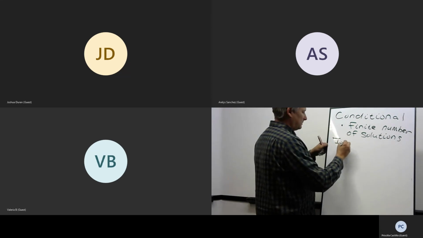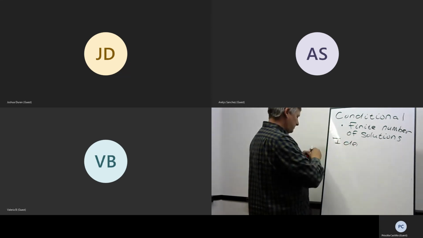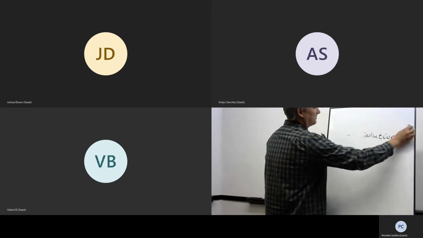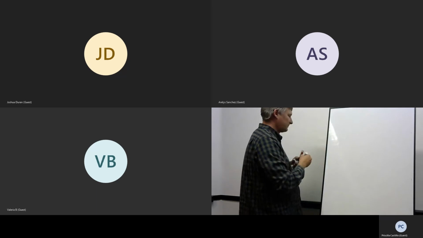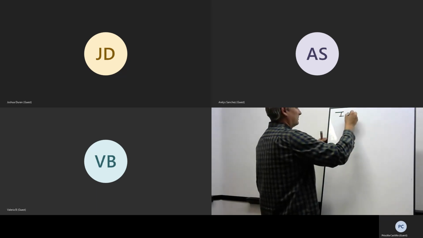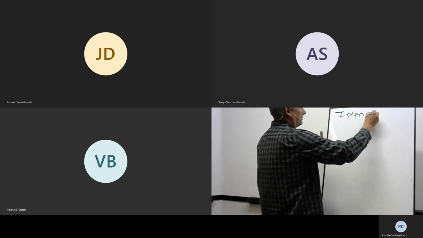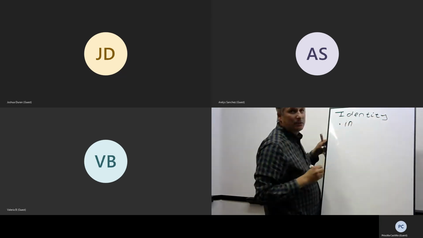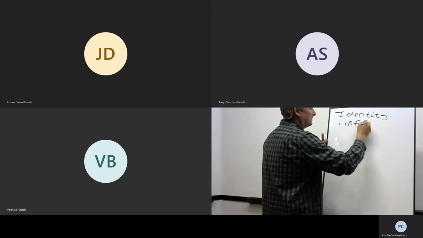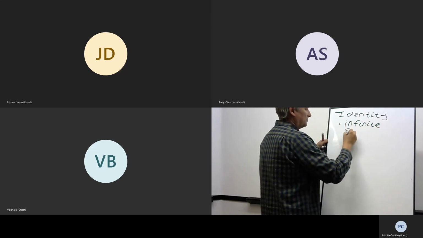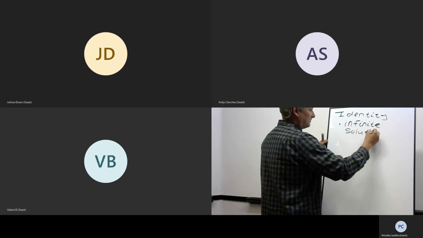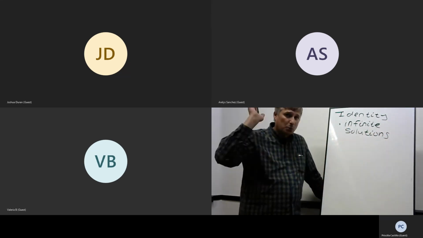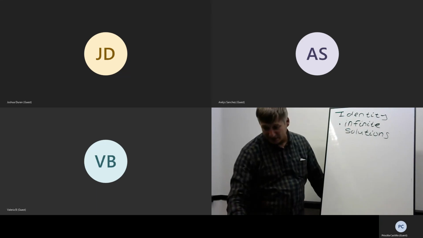Identity. Let me erase this. And I need some room. I'll give you an example of an identity solution. An identity equation has infinite solutions. There's infinitely many. All the numbers work. So an example, let's take a look here.